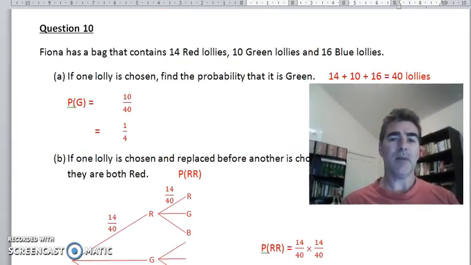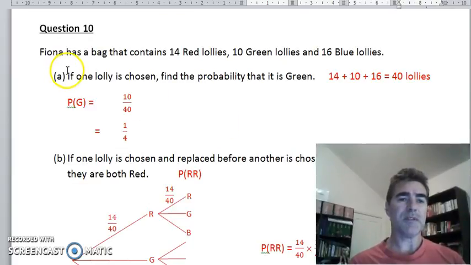So this leads us to our next question, question 10, where Fiona has a bag that contains 14 red lollies, 10 green lollies and 16 blue lollies. So that means 14 plus 10 plus 16 is 40 lollies altogether. If one's chosen and only one is chosen, what's the probability that it's green? Well, there are 10 green lollies out of the 40 possibilities, so we get 10 over 40, which simplifies to 1 on 4.